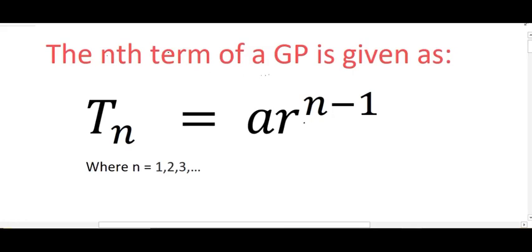The nth term of a GP is given as nth term is equal to ar to the power of n minus 1, where n is equal to 1, 2, 3, that is, a positive integer. Let's look at the first term now.